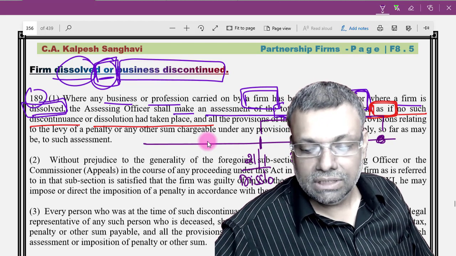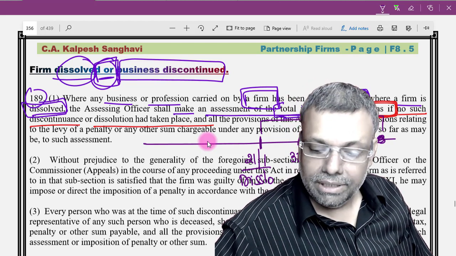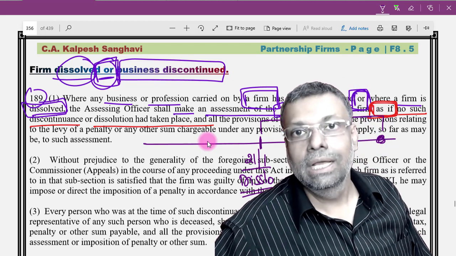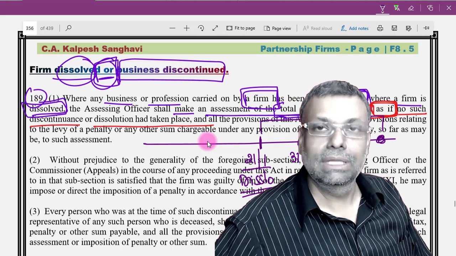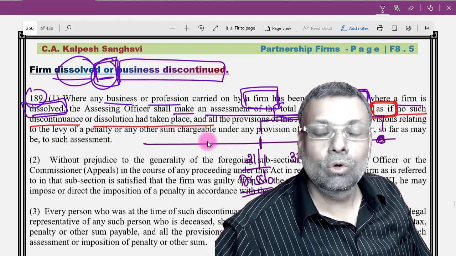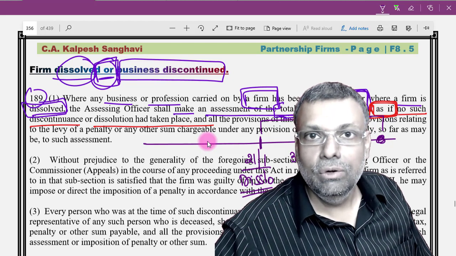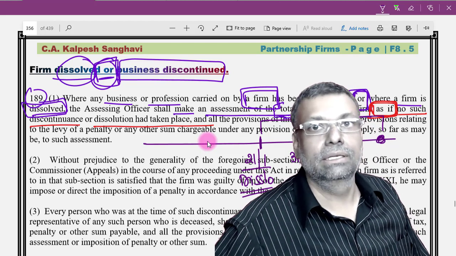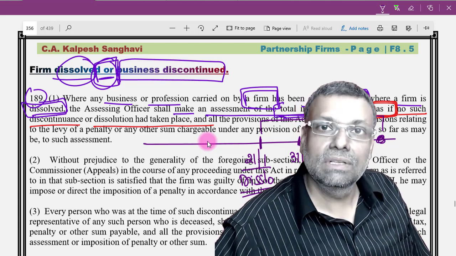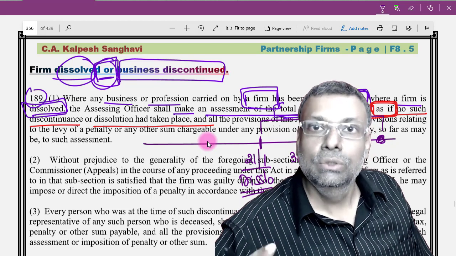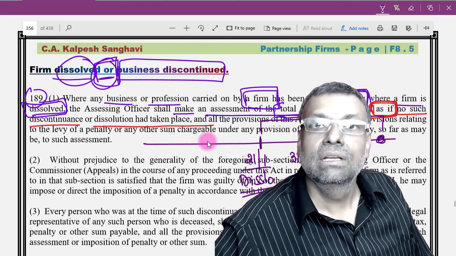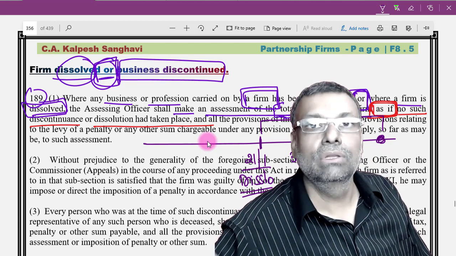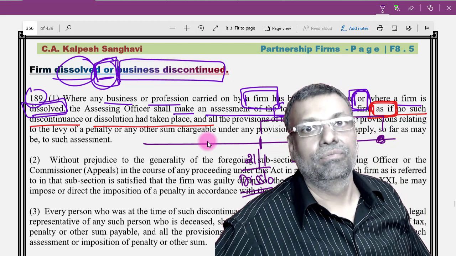Okay, so the law says that the assessment will be done as if there is no dissolution or no discontinuation, and accordingly the provision will be carried over. That means in the course of the assessment, whatever the duties of the partners to the government are, the duties hold good until the assessment is completed. So for the purpose of computation, you are responsible until the assessment is completed, as good as there is no dissolution, as good as there is no discontinuation, and you have to comply with all the government's lawful procedures.